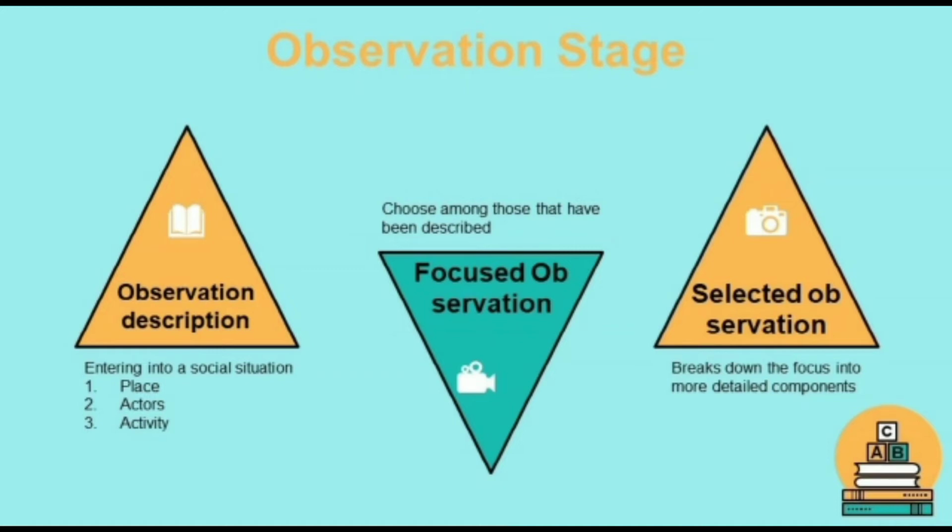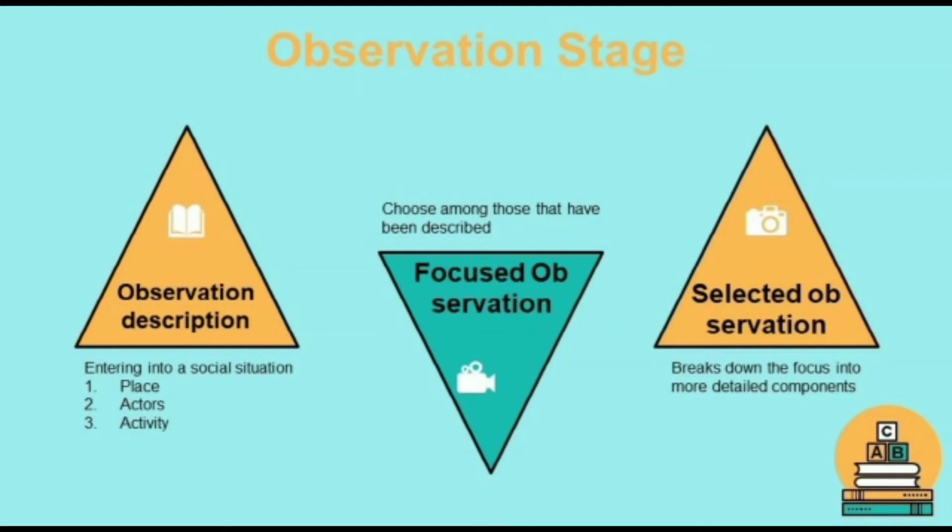Maksudnya di sini adalah tahapan observasi. Tahapan observasi adalah langkah-langkah yang harus diambil oleh peneliti. Langkah pertama adalah observasi description. Yang dimaksud di sini adalah peneliti mengambil langkah pertama untuk membaca keadaan sosial yang terjadi di lapangan, seperti tempatnya, kemudian pelakunya yang terlibat dalam penelitian itu, maupun kegiatan yang akan menjadi objek penelitian.